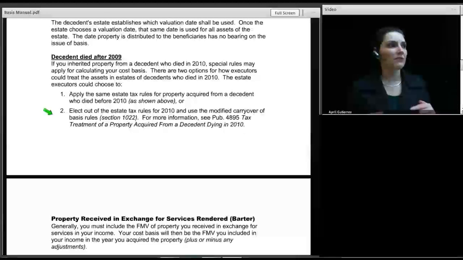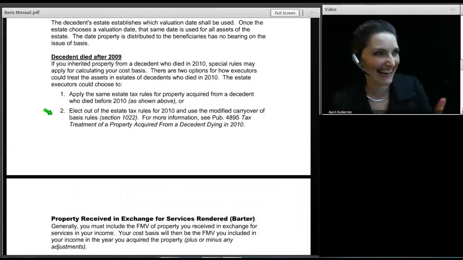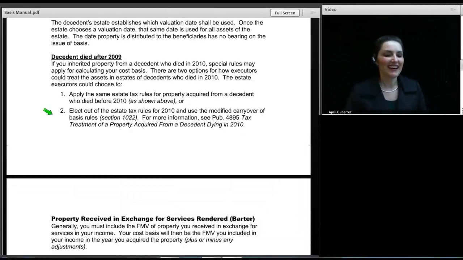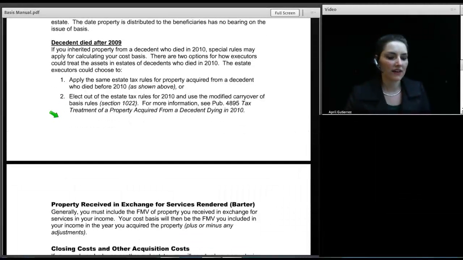But for those people who died in 2010, the administrators of their estates have a decision. They can go with the repeal of the repeal, or they can just go with the repeal. And so if they did that, then they elect out of the estate tax rules for 2010 and use the modified carryover basis rules under Section 1022. And that's a much more complicated methodology. So if you have a client who fell into that, it's probably because they had a very large estate worth more than $5 million.